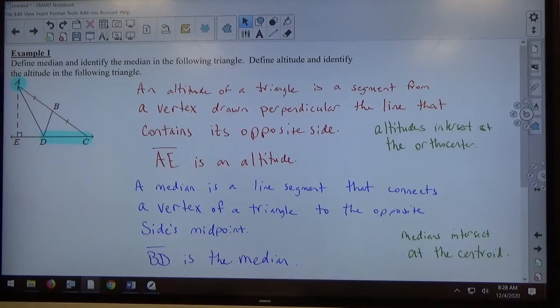So a little vocabulary and then just identification of what things are. And again, the definitions give you information. They say median, you know a midpoint. They say altitude, you know a segment's perpendicular, so you know there's a right angle in there. They're going to tell you things and they'll expect you to know what property is going to be present because of those things.